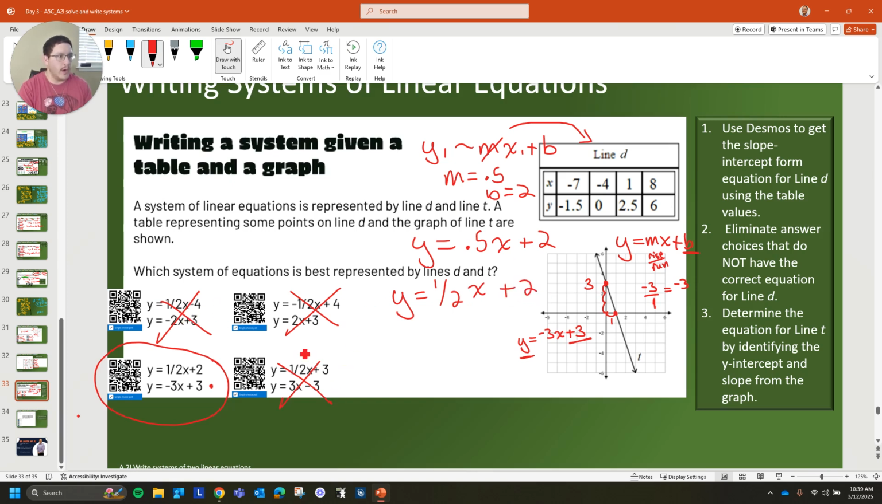Now the only one that has that equation is the one we just circled right here. So there are the two equations that we need to answer this problem. Whichever way you want to tackle this is fine, as long as you're able to eliminate the wrong answers and then choose the correct one. So that's how you do a problem like this.